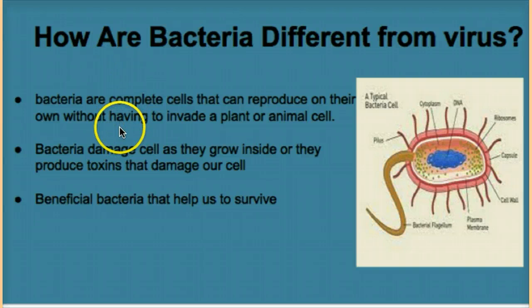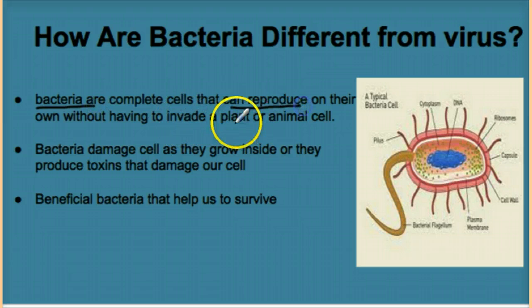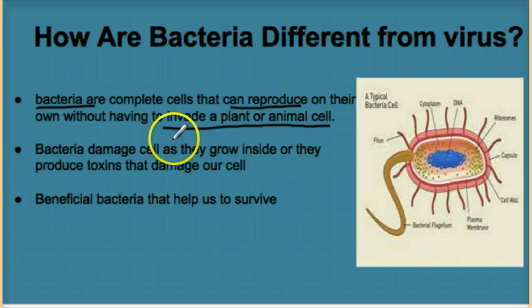So how is a bacterium different from a virus? First of all, bacteria are complete cells. They can reproduce on their own, and they do not need to go inside of a living plant or animal cell for reproduction. Viruses, however, as we know from our past lesson, need a cell to go into to replicate their genetic material.